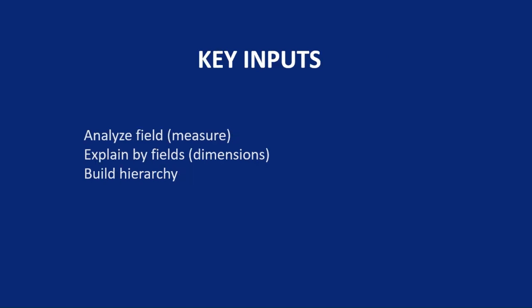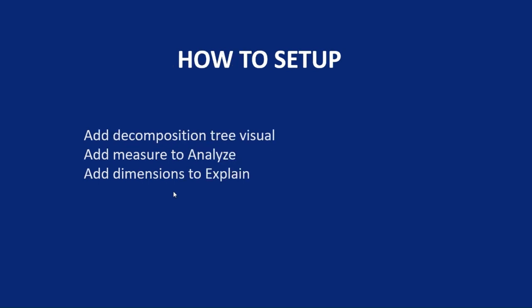To make this visual work, you need two main inputs. Analyze field, this is your metric like total sales, and explain by fields. This takes your dimensions like region, product, and category. Together, they create a hierarchy for analysis. Setting this up is very simple. We'll see that in practical as well. At the decomposition tree visual, drag your measures into the analyze field, add dimensions to explain by, and that's it. Your tree is ready to explore.